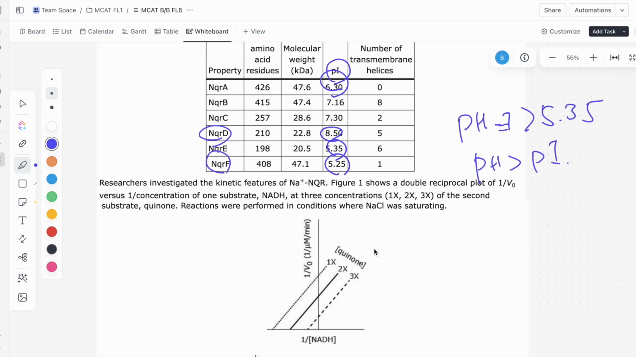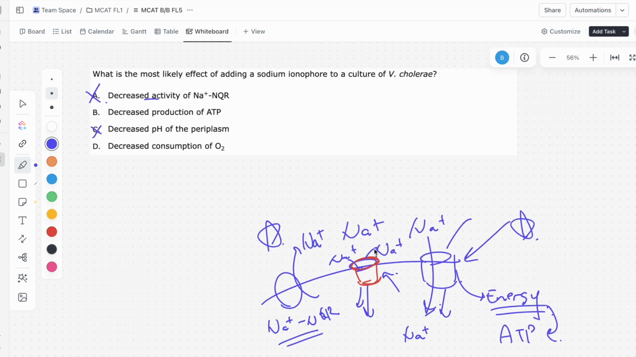And D, decreased consumption of O2. Guys, we don't actually know if O2 plays any role. Now, in our human bodies, O2 is used in the ETC pathway to get protons across the membrane, but here we don't have any indication of O2 being used, so D is not supported at all.